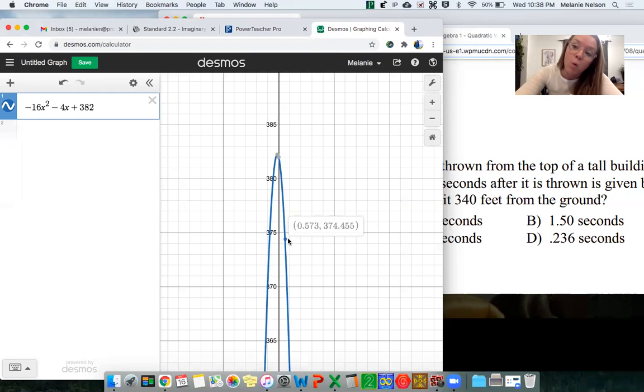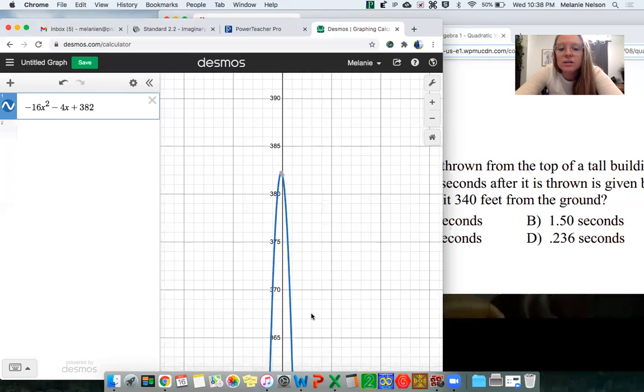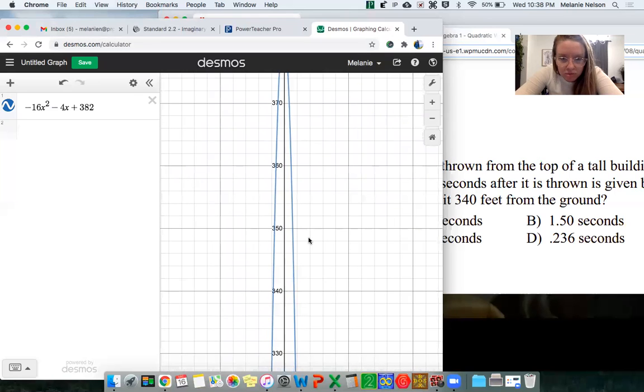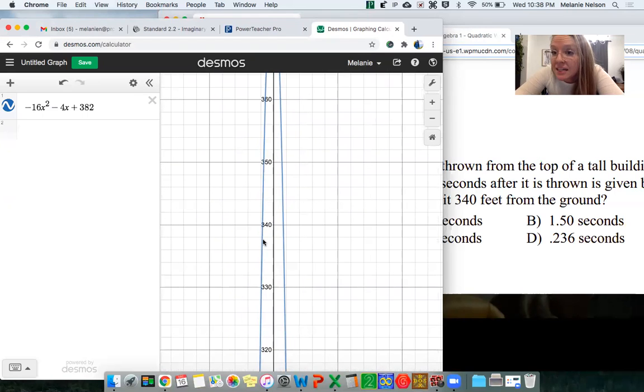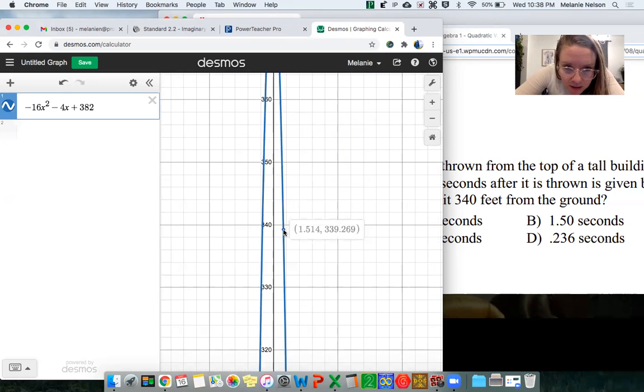I need to know when my height is 340. Height is given by y. So I'm going to scroll here until my y value tells me 340. I'm going to start down here around 340. That seems like a good idea, right? Okay. I'm going to click here, and then let's watch that point until that y value is 340. Boom. Oh, at 1.5 seconds. So at 1.5 seconds, my rock is 340 feet from the ground.